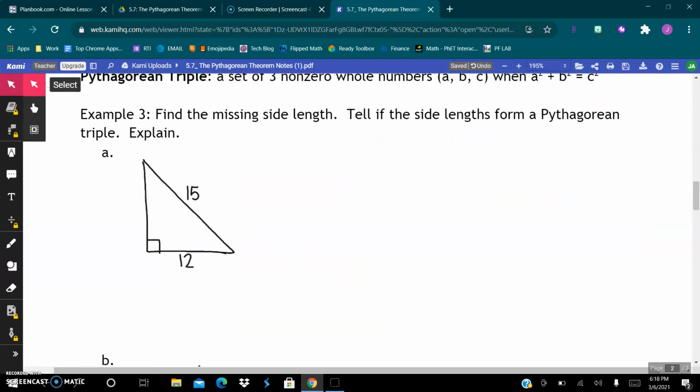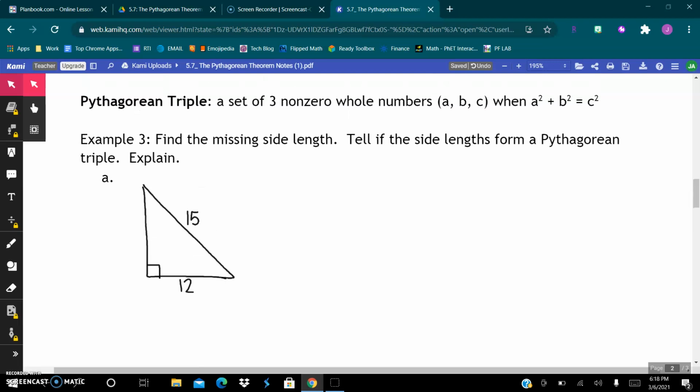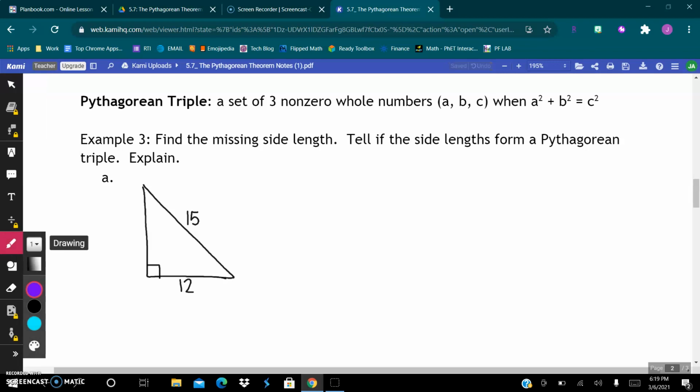All right, a Pythagorean triple is a set of 3 non-zero whole numbers. So they can't be 0 and they have to be whole. A, B, and C when A squared plus B squared equals C squared. So example 3 says find the missing side length and tell if the side lengths form a Pythagorean triple. So I have to figure out which one's A, B, and C. So across from the 90-degree angle will be C. The other 2 are going to be A and B, whichever one you pick.